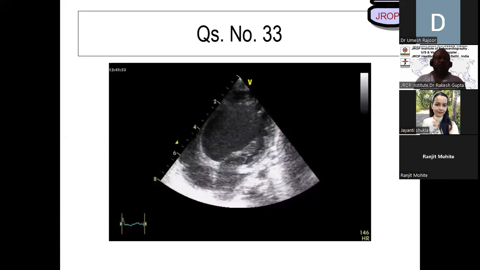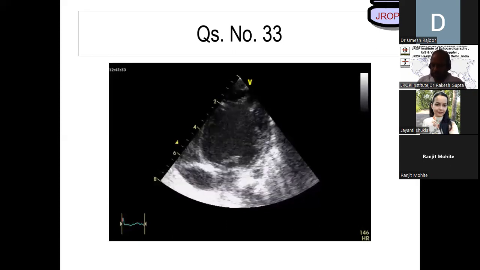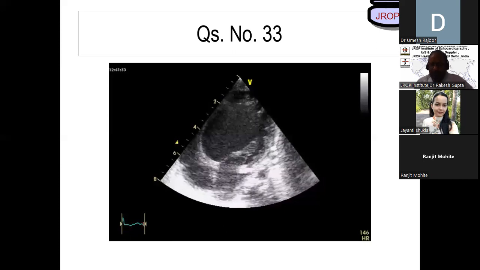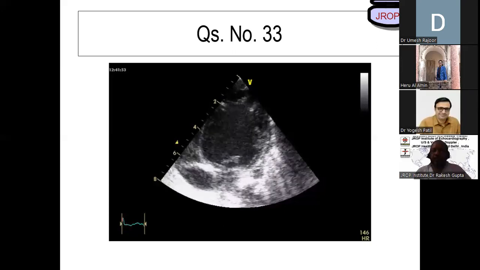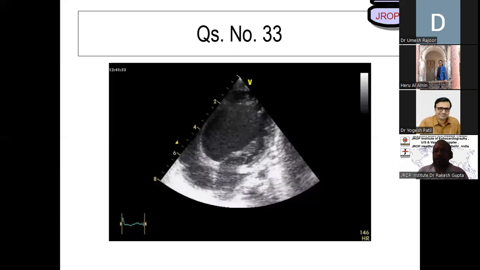This is from my own lab. I'm not borrowing from anywhere. Umesh Raju, you want to take it? Sir, single ventricle. Wrong.